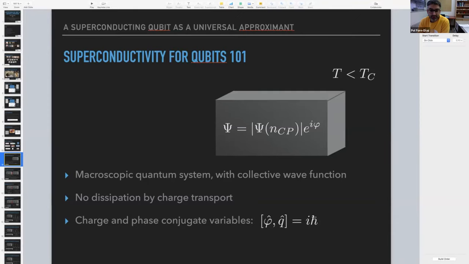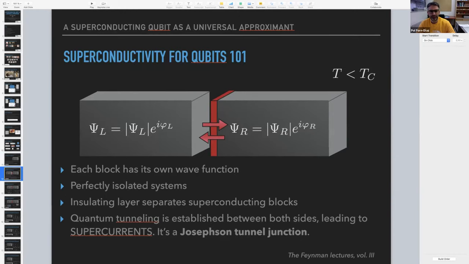But the really interesting aspect of superconductors is this macroscopic wave function that allows you to design quantum devices and quantum circuits. Because the charge built in this block of superconducting material and the phase of the wave function are canonically conjugate variables, in the same way as position and momentum are for the mechanical oscillator. So this is for a single block of superconductor. If you bring in another block of superconductor and you bring it very, very close, now of course in my slide it would be touching each other.